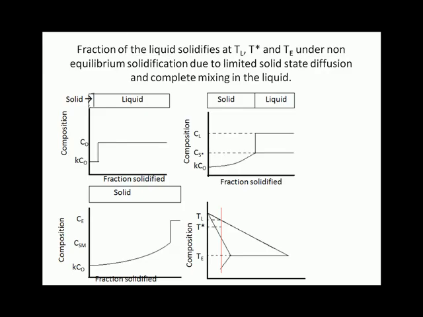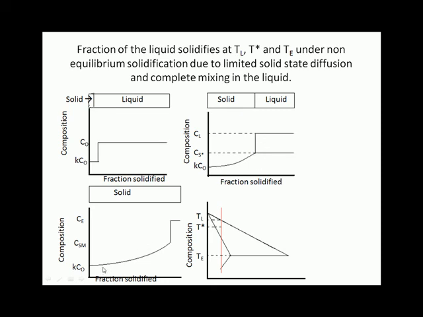Representing case 2 on a graph, we can see the initial solid which forms has the composition K C0, and the liquid has the composition C0. At a later temperature T star, the initial solid which was formed had composition K C0. The solid which is in equilibrium with the liquid has composition CS star, which is equal to K CL. In between, due to limited diffusion in solid, there is this curve which exists within the solid. In liquid, there is complete mixing, therefore the entire liquid is at the homogeneous composition of CL.